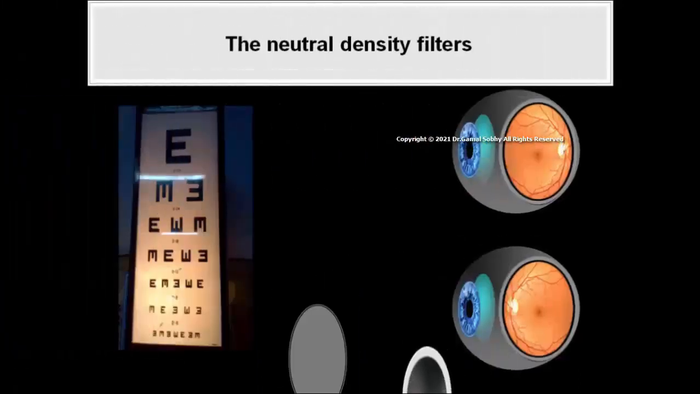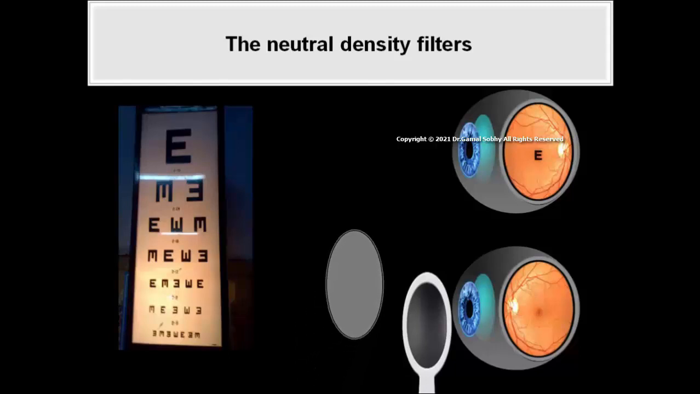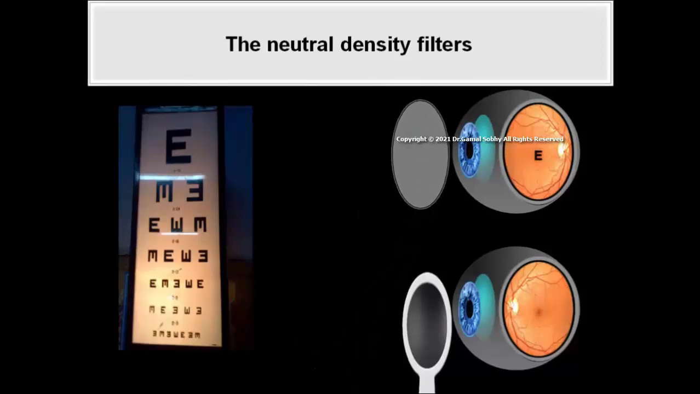Neutral density filters profoundly reduce vision in eyes with central retinal lesions and glaucoma, whereas the vision of eyes with amblyopia is not reduced by such filters.